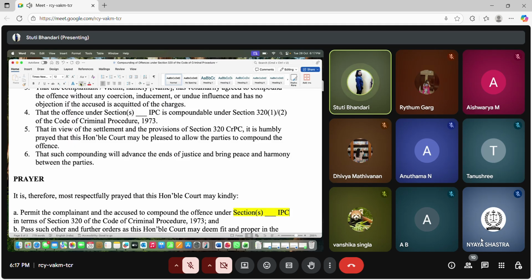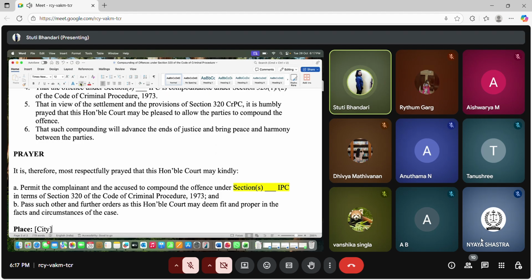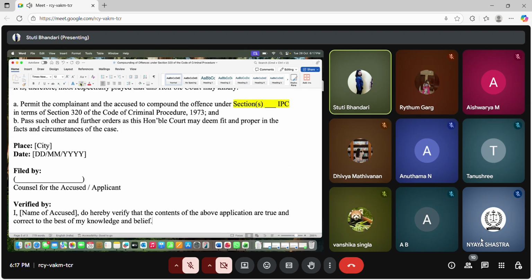Pass such other order and further orders as this honorable court may deem fit and proper in the facts and circumstances of the case. Place, date, filed by counsel of the applicant, and here you can also make the applicant sign. So who is the applicant here? If the compromise has been filed by both the parties, then both the parties will sign, and also the public prosecutor will sign.